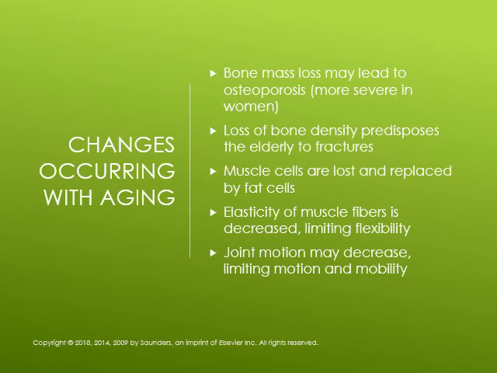What are some changes that occur with aging? Well, during aging, bone mass loss may lead to osteoporosis, which is more severe in women. There could be loss of bone density, predisposing the elderly to fractures. Muscle cells are lost and replaced by fat cells. Elasticity of muscle fibers is decreased, which therefore will limit flexibility. Joint muscles may decrease, limiting motion and mobility.